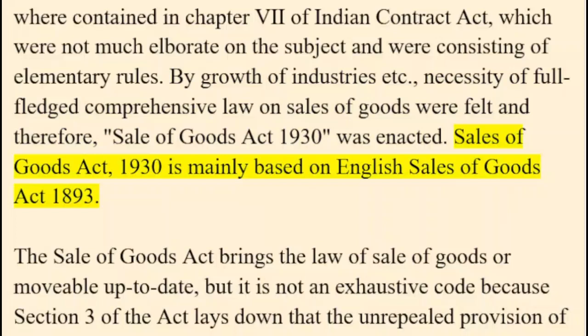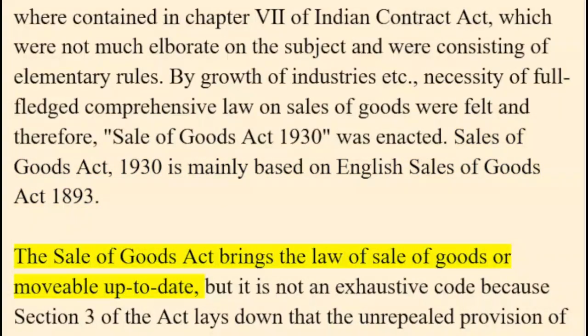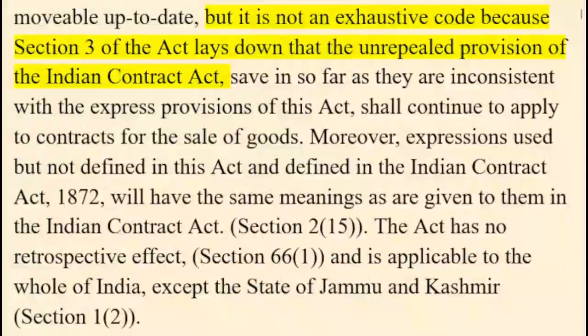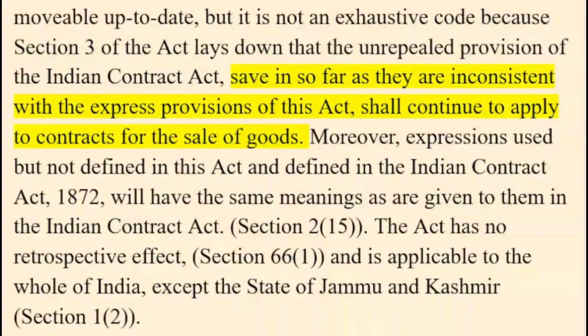Sale of Goods Act 1930 is mainly based on the English Sale of Goods Act 1893. The Sale of Goods Act brings the law of sale of goods or movables up to date. But it is not an exhaustive code because Section 3 of the Act lays down that the unrepealed provisions of the Indian Contract Act, save insofar as they are inconsistent with the express provisions of this Act, shall continue to apply to contracts for the sale of goods.